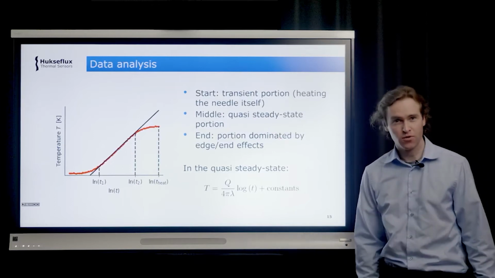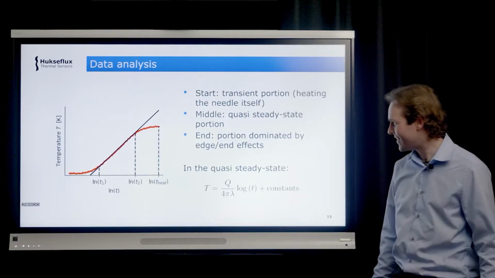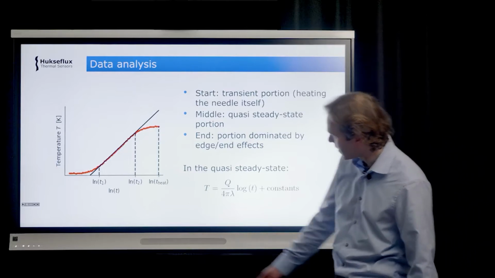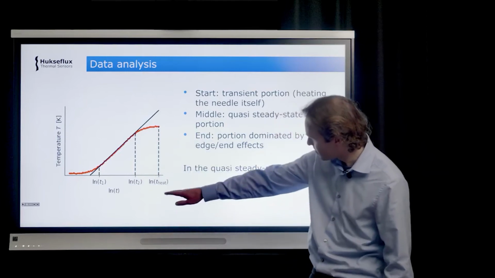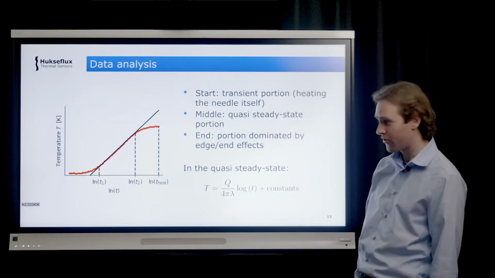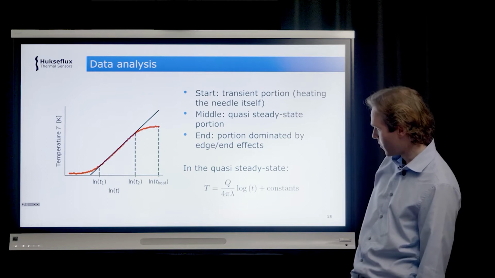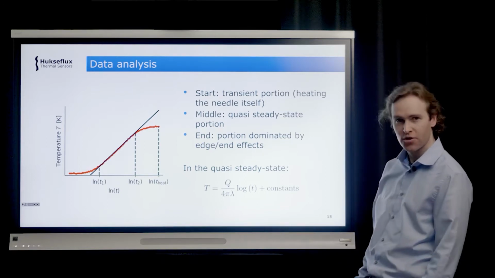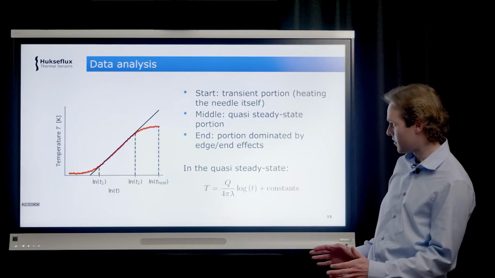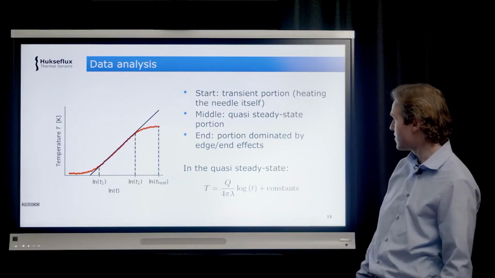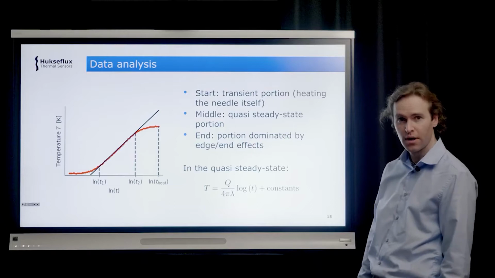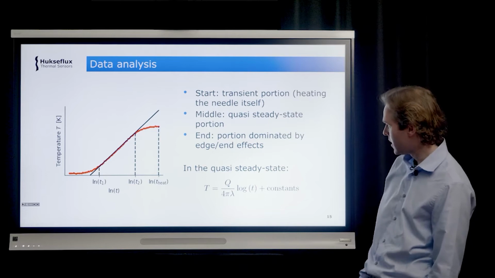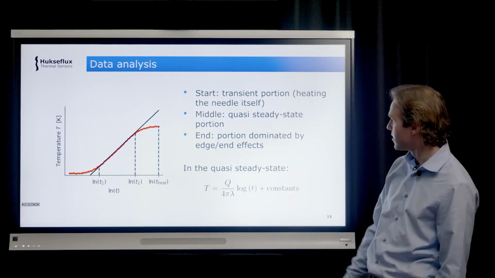Okay, so once you have measured this, you need to analyze the data to determine the thermal conductivity. So here I again have the curve, the temperature as a function of the logarithm of time. And what you can see is that there are roughly 3 sections in this curve. So there's a first section on the left, which is a transient portion, in which you see effects of the heating of the needle itself. Then there is a linear portion in the middle.